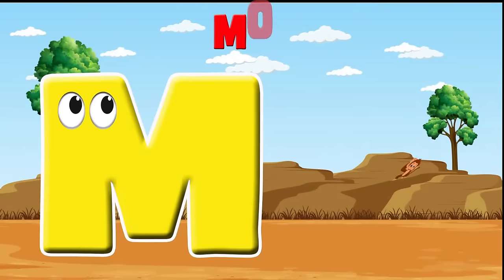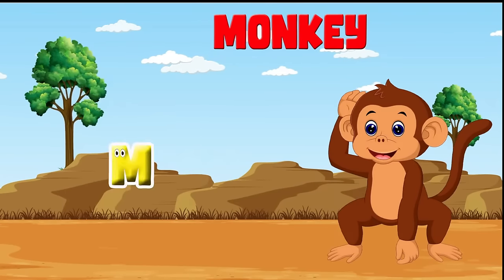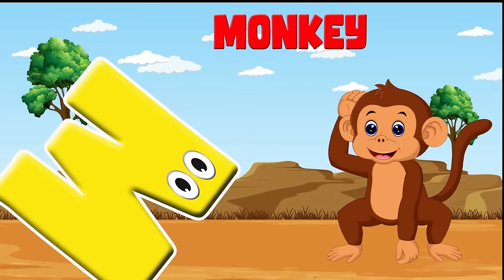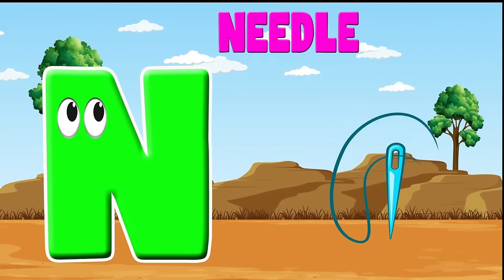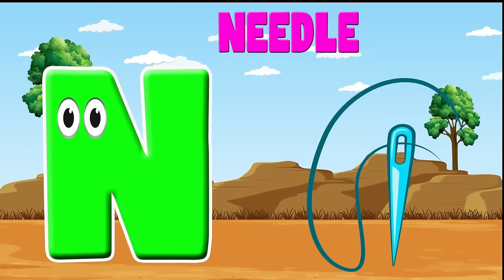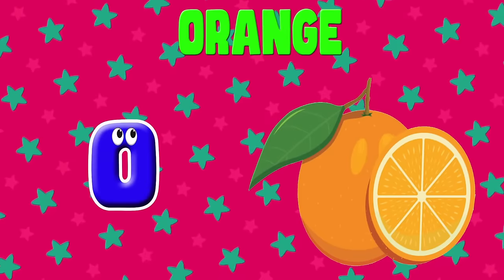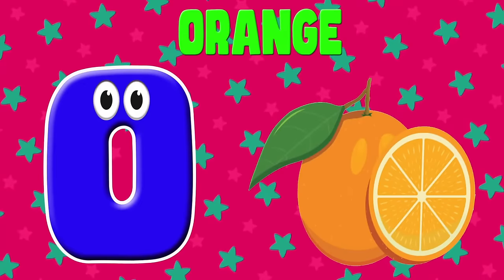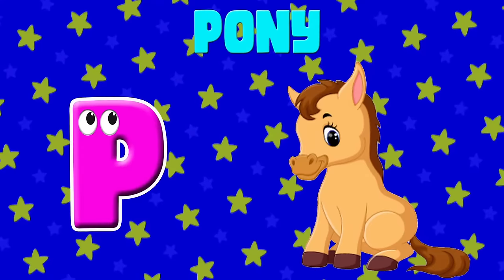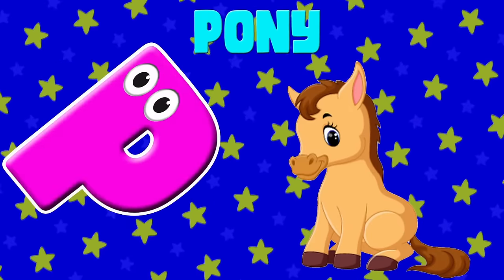M is for monkey. M, m, monkey. M, monkey. N is for needle. N, n, needle. N, needle. O is for orange. O, o, orange. O, orange. P is for pony. P, p, pony. P, pony.